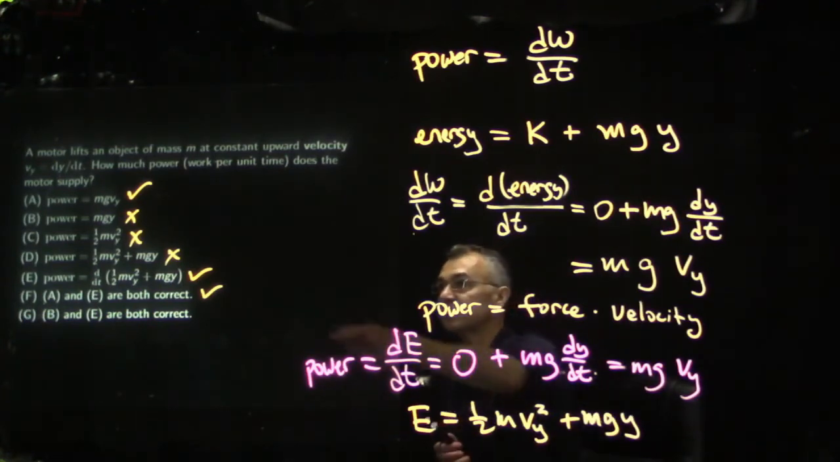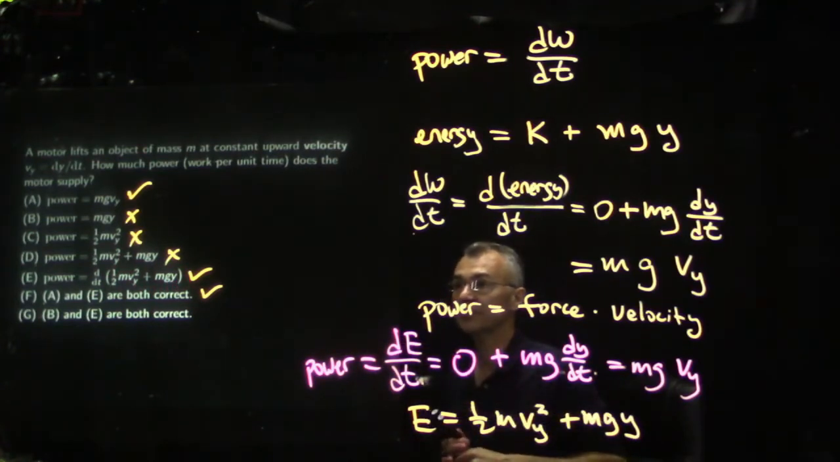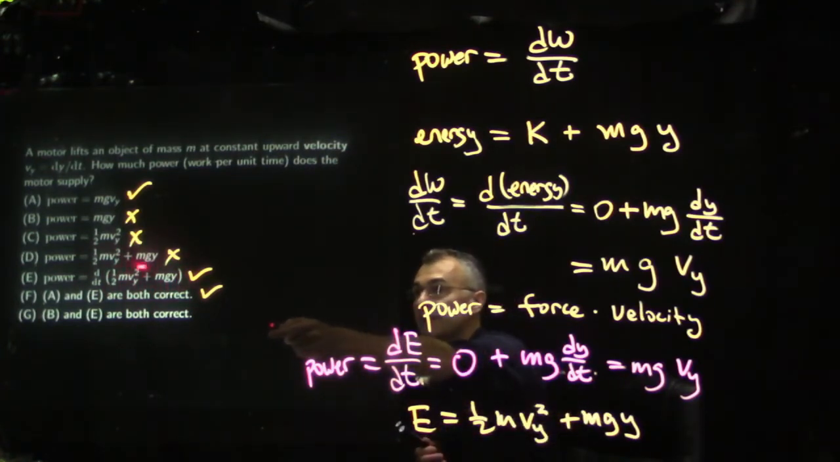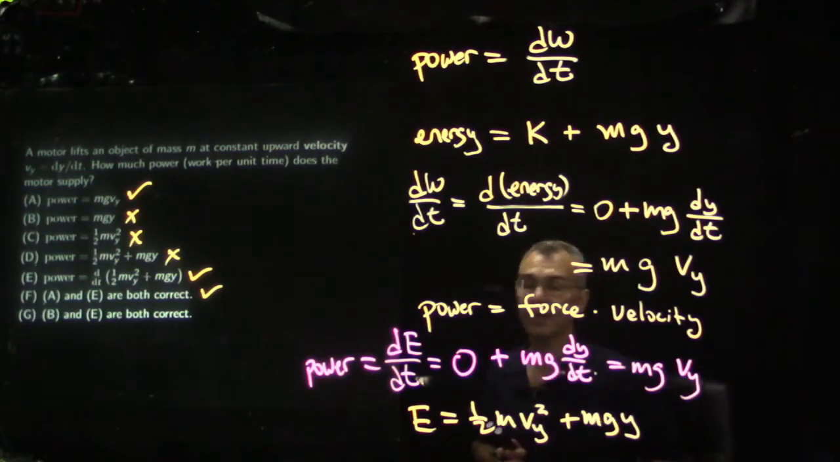So this is a true statement because you could say force times velocity. This is also a true statement because the energy of the system is the kinetic energy plus the gravitational potential energy, and the rate of change of that energy is the rate at which we are doing work on it. If you actually evaluate this expression, the first term is constant, the second term is just mg times the velocity in the y direction, which is the same as answer A. So answer A and answer E, alpha and echo, are both correct.